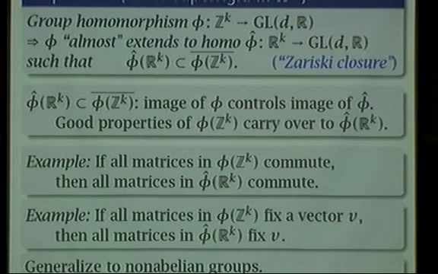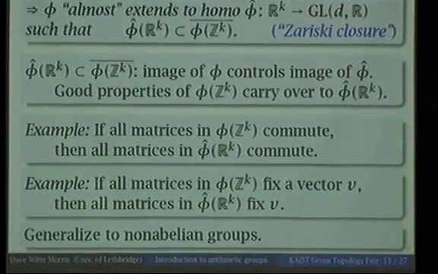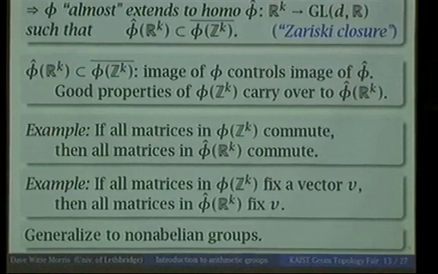A subgroup is superrigid if all of its homomorphisms can be extended to homomorphisms of the groups it's contained in. That's what a superrigidity theorem is. And we'll talk about some interesting examples of that.